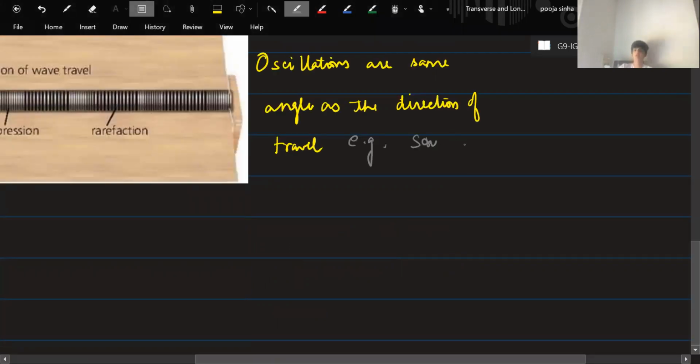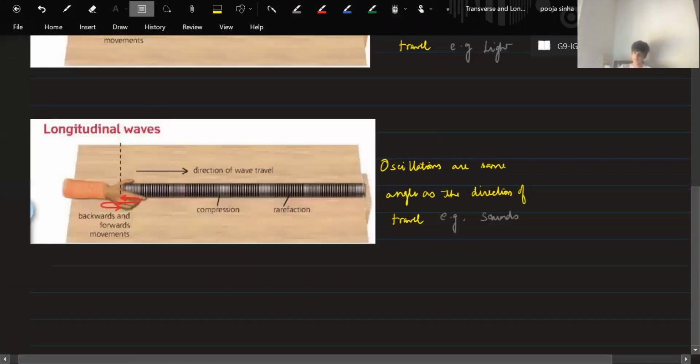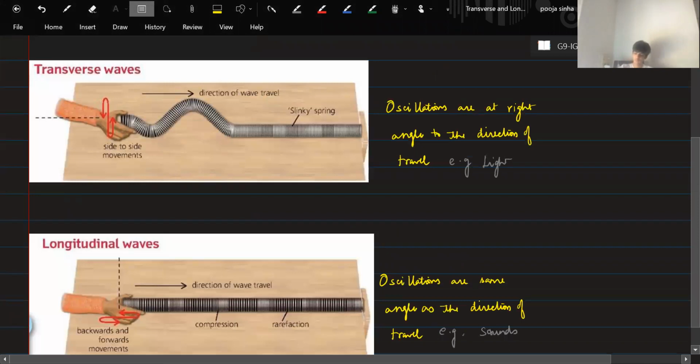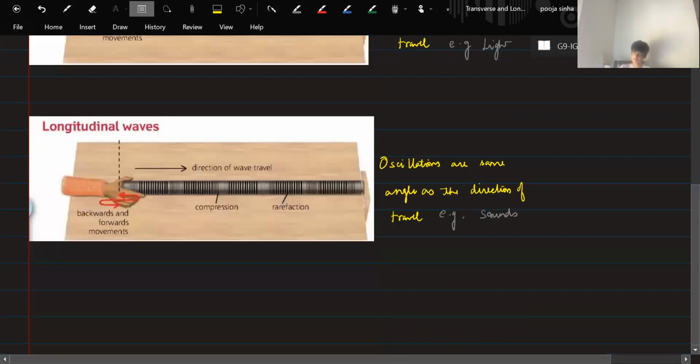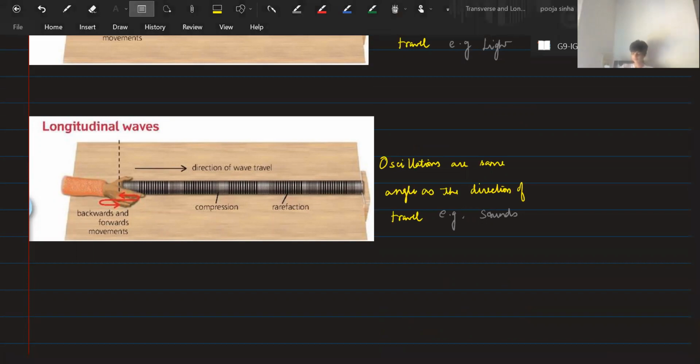So first thing, can all transverse waves travel in a vacuum? All transverse waves travel in vacuum. But sound waves cannot travel in vacuum, because they always need a medium to travel. Okay. So that will come under the differences between light wave and sound wave.